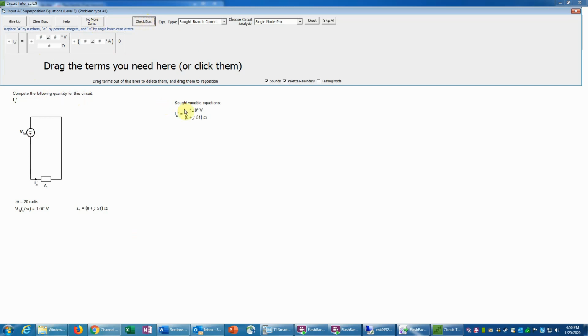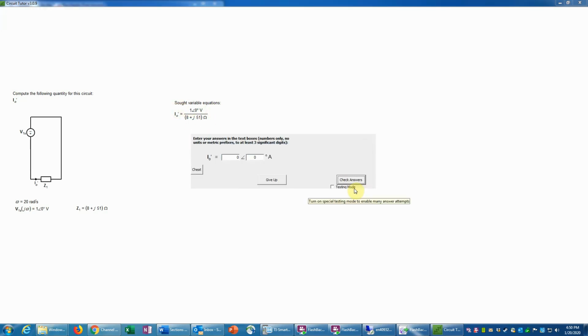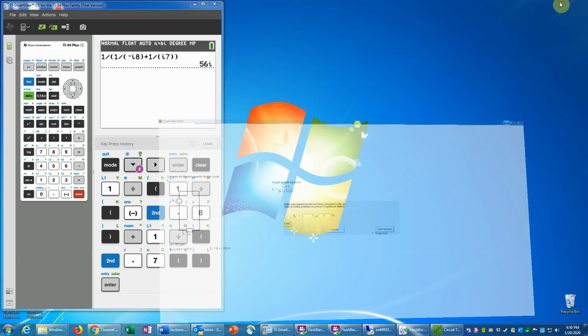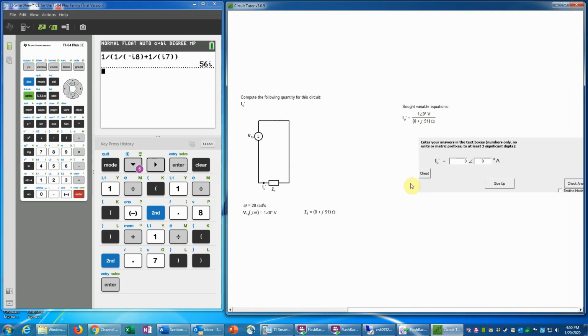And now we've written the only equation we need to find I naught, so we'll click no more equations. Sometimes there might be more than that, but okay. Now we need to enter a numerical value just using our calculator for that, since we didn't enter it originally. And so I'm going to minimize that. So I'm going to use the calculator here.